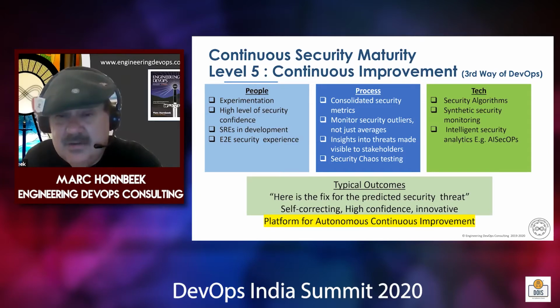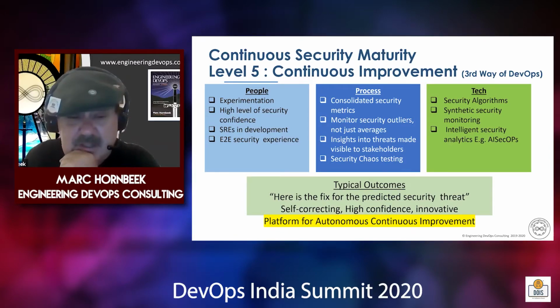At the technology level, you've already got the tooling in place. You're looking more at things like more advanced security algorithms, synthetic security monitoring, where you've got actions being taken and proactively looking for security issues ahead of the natural events. And generally speaking, you're looking at things like intelligent security analytics, like AI SecOps.